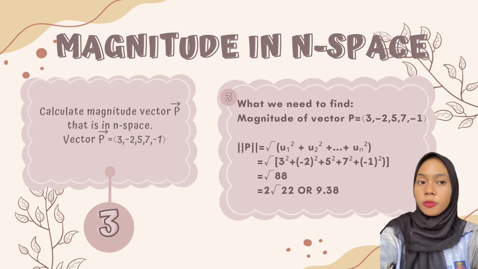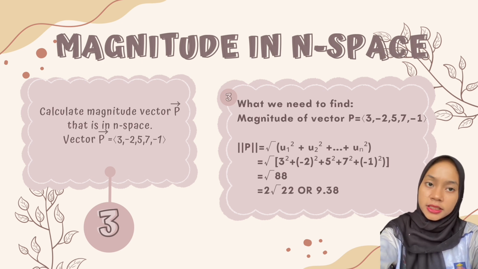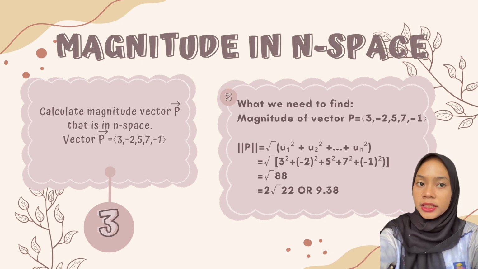Last, the magnitude in n-space. We just use the same formula as before, the square root of u1 squared plus u2 squared up to un squared. So let's see the question. Calculate the magnitude of p that is in n-space. So vector p, we have (3, negative 2, 5, 7, negative 1).